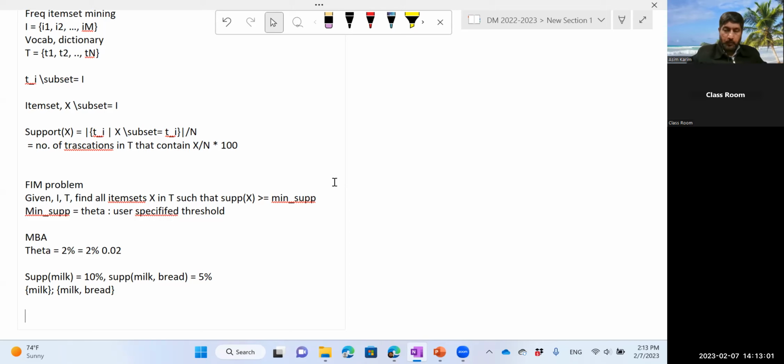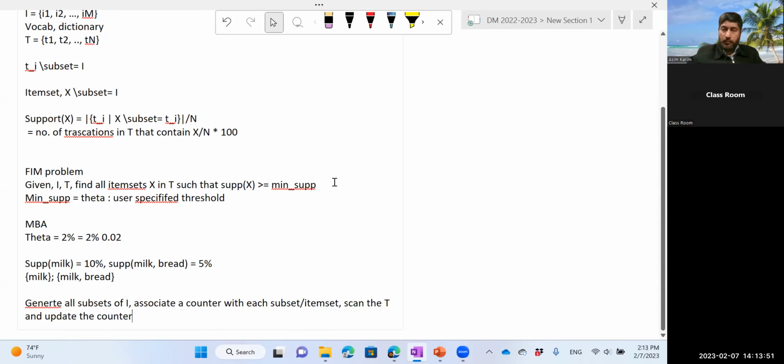So in the naive approach, what would you do typically? So you have a transactional database, you would like to find all frequent item sets. So what would you do? You would probably generate all subsets of I, okay, associate a counter with each subset, which you can call an item set. Okay? Scan the transactional database T and update the counters. If any counter is greater than min support, then output it as a frequent item set.